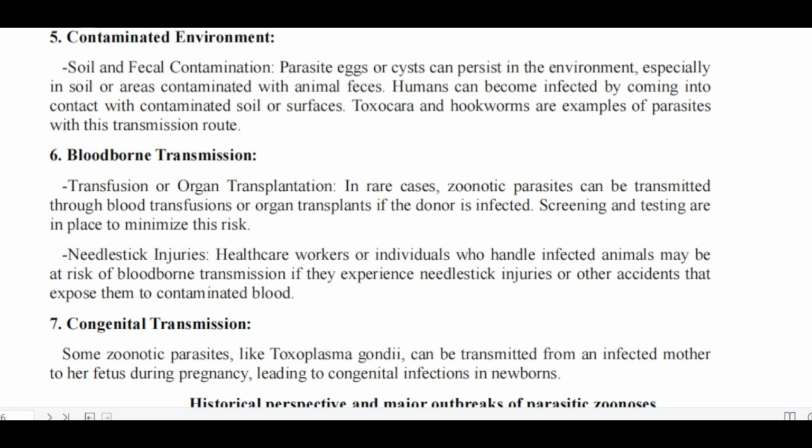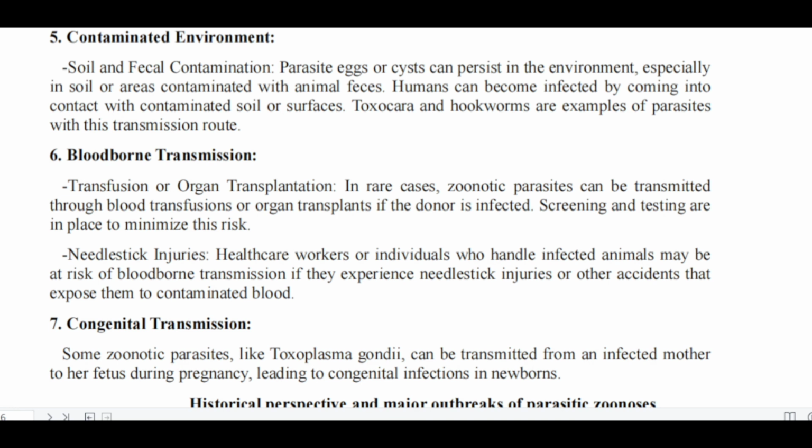Screening, attesting, and even organ transplant. If the organ is infected, then if it is transplanted into another person, it can carry the disease, and the disease can manifest in the person.